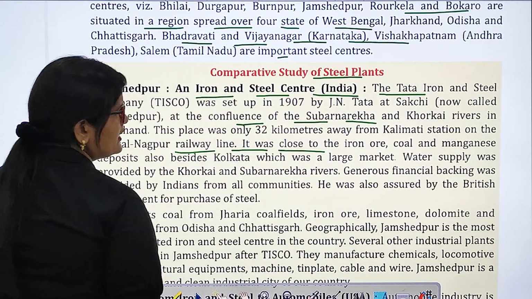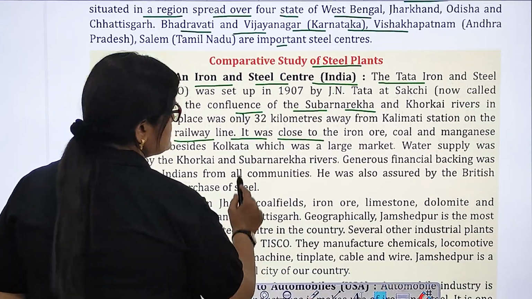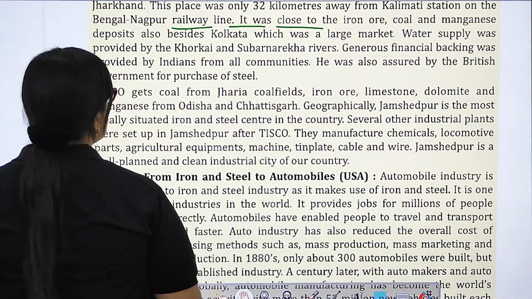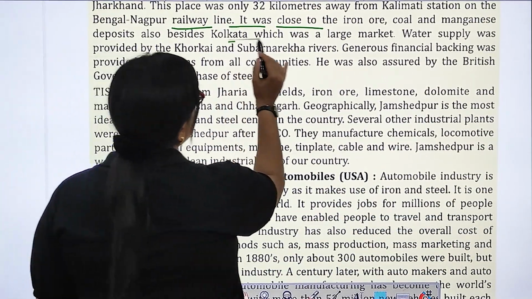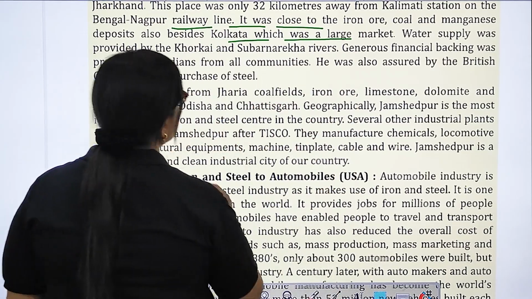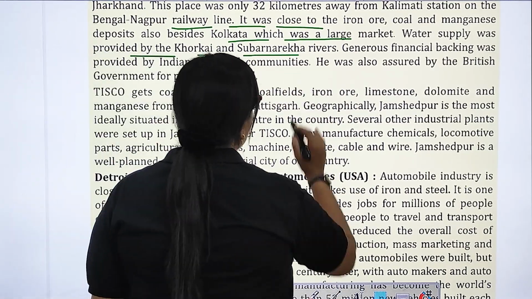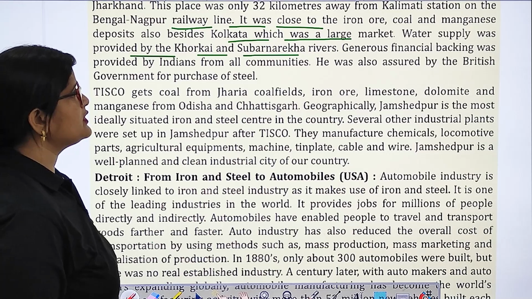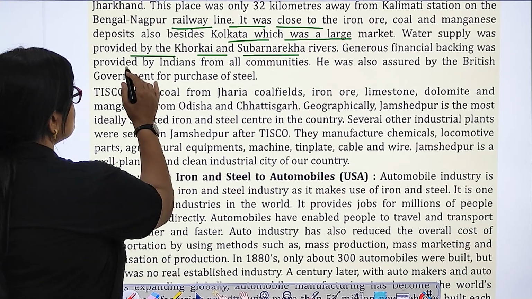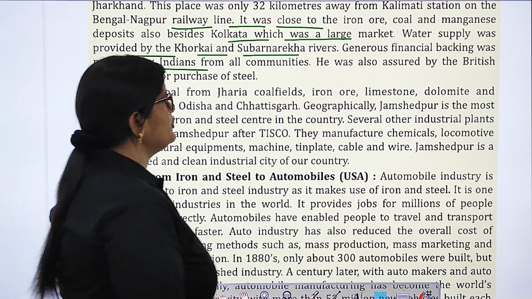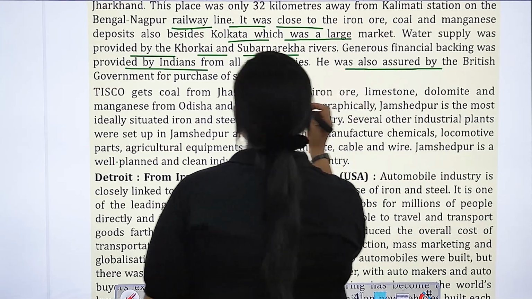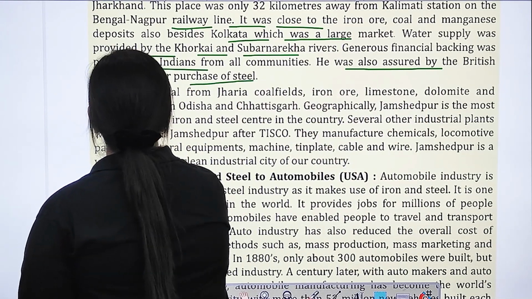It was close to the iron ore, coal and manganese deposits also. Besides Kolkata, which was a large market, water supply was provided by the Kharkai and Subarnarekha rivers. Generous financial backing was provided by Indians from all communities. He was also assured by the British government for purchase of steel.